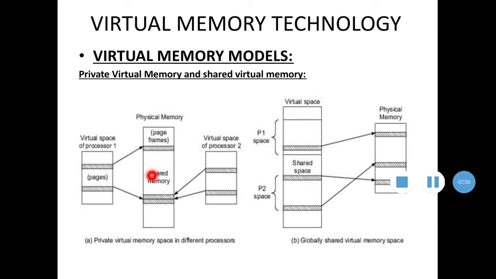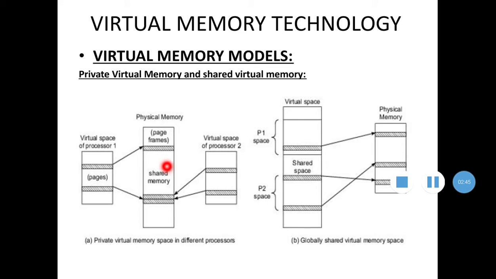we have a physical memory which is divided into pages. It is also called page frames, and we have a virtual space of processor 1, which is again divided into pages. Similarly we have a virtual space of processor 2. So we have a private virtual memory for each process of the many programs running, and we are mapping the virtual memory pages to the physical memory pages.